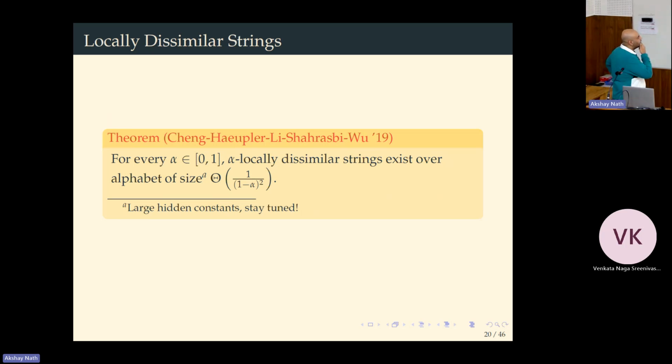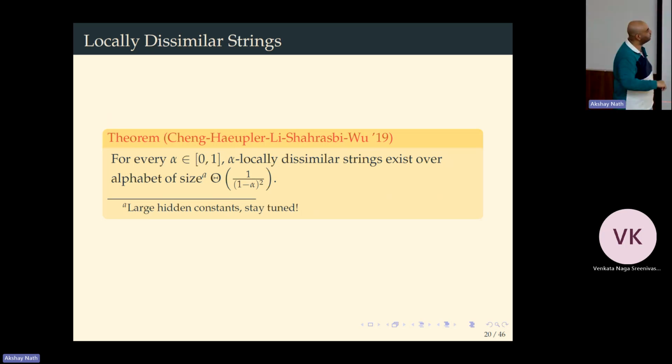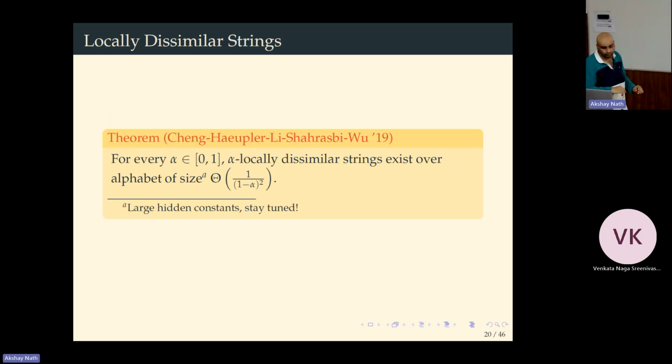So in this really nice work, proved using the Lovász local lemma, they showed that for every alpha between 0 and 1, there is an alpha locally dissimilar string, as long as the alphabet is 1 over (1 minus alpha) whole square. So if we fix a constant alpha, this is a constant alphabet size. And I claim that if we have this, we are already enough to prove some constant rate. And that's the rest of the proof now I'll show.